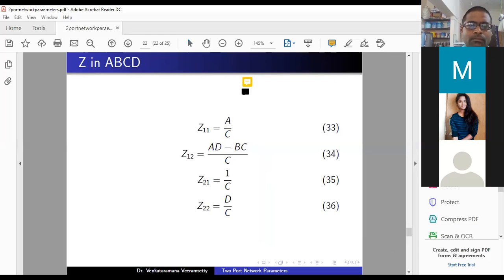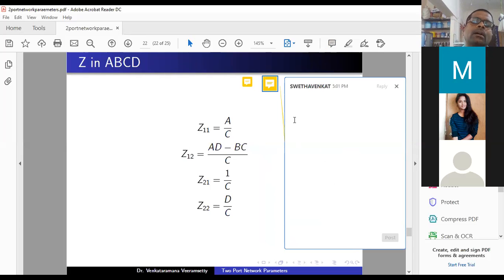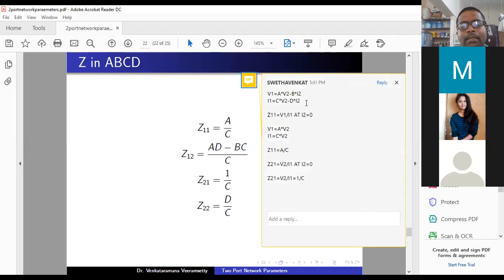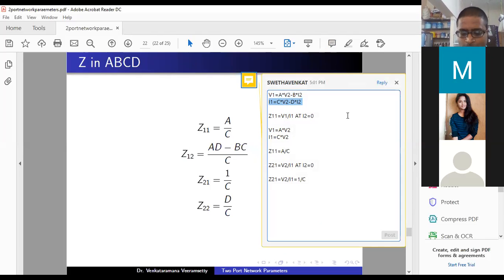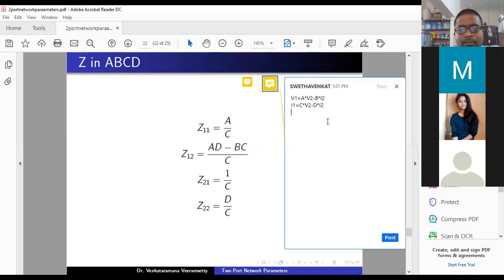Now I want to find the values of Z12 and Z22 in terms of the ABCD parameters. As I want to find the Z parameters in terms of the ABCD parameters, you can use these 2 equations again, that means the ABCD parameter equations. Now start with this. I want to calculate Z12. So Z12 is equal to V1 divided by I2 at I1 equal to 0.